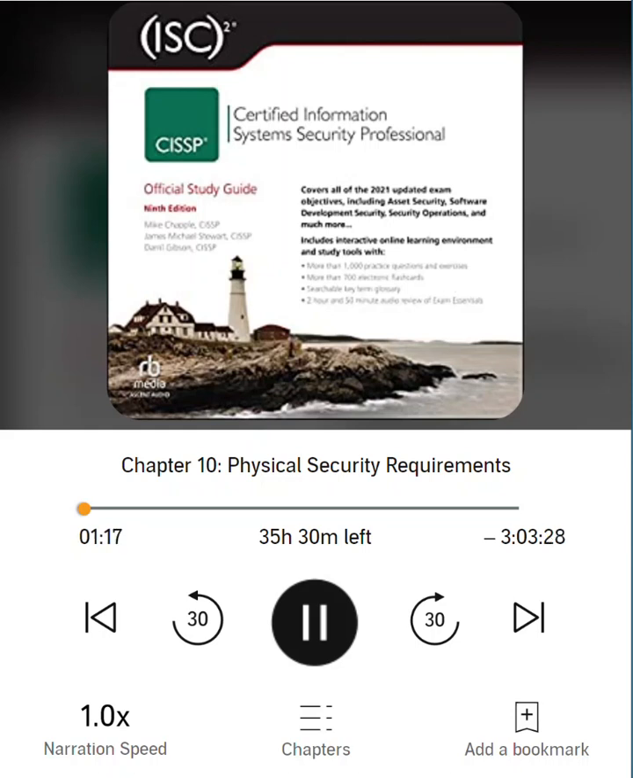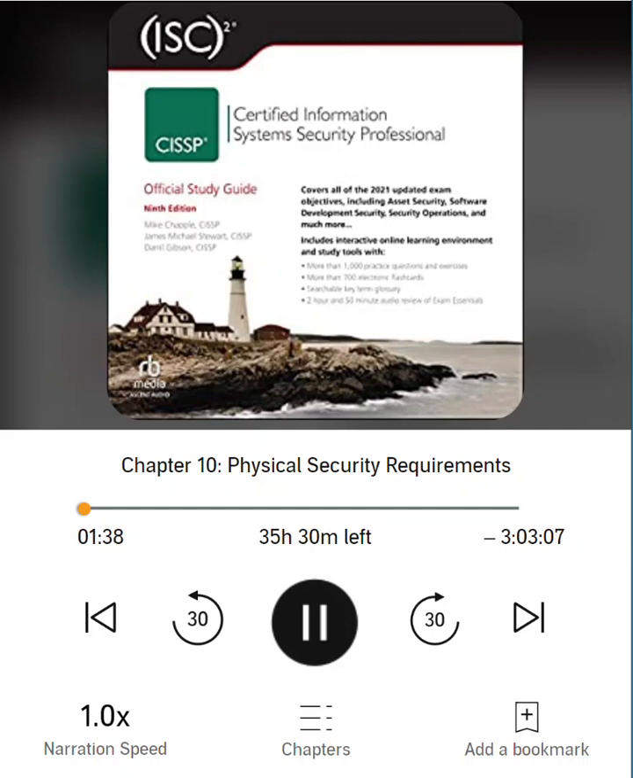Domain 7, Security Operations. 7.14, Implement and manage physical security. 7.14.1, Perimeter security controls. 7.14.2, Internal security controls.